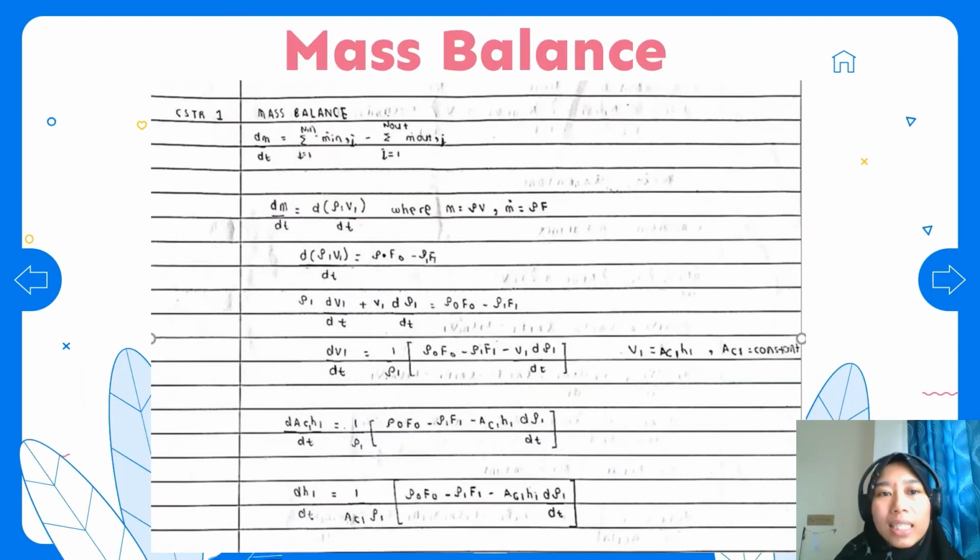For the mass balance, firstly, I need to write the general equation for mass balance, which is the rate of change of mass equal to the mass entering the system minus the mass flowing out from the system. And I need to simplify the equation until I get the rate of change of height with respect to time.